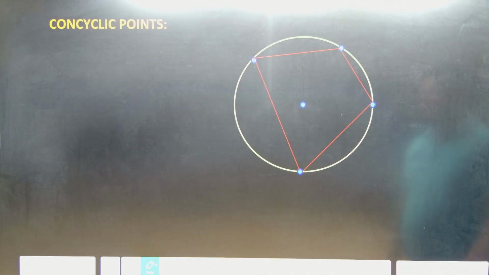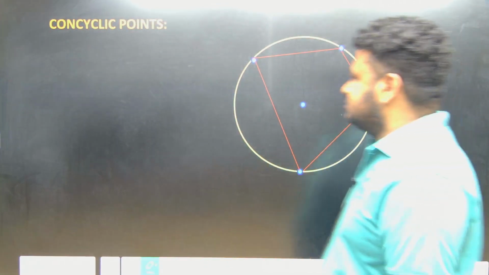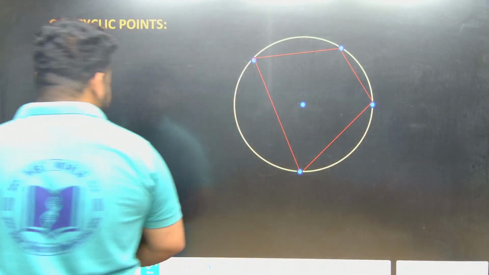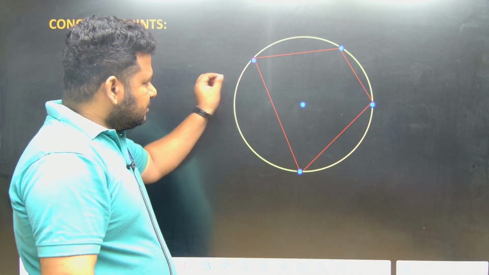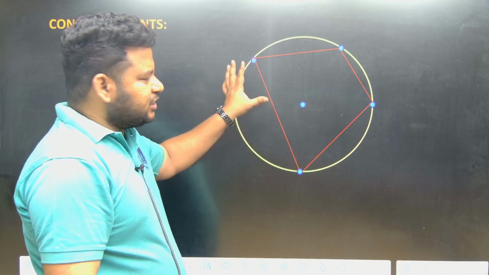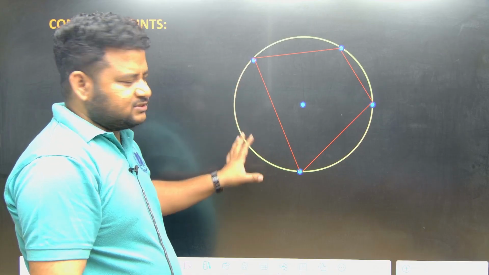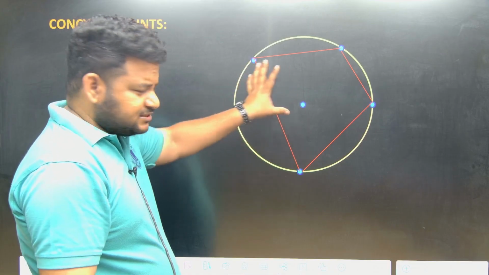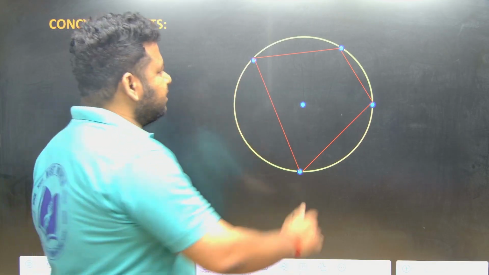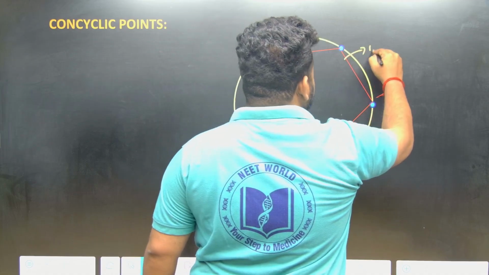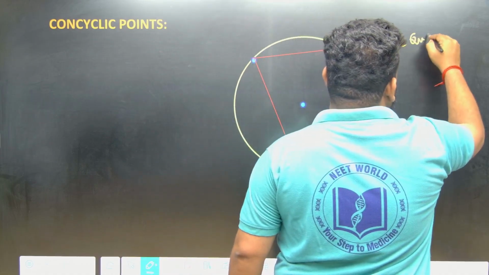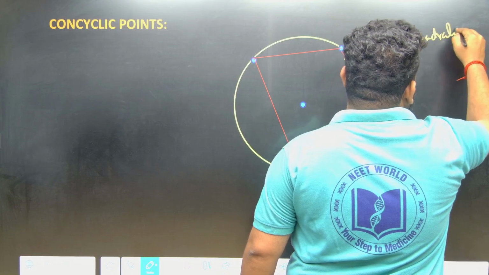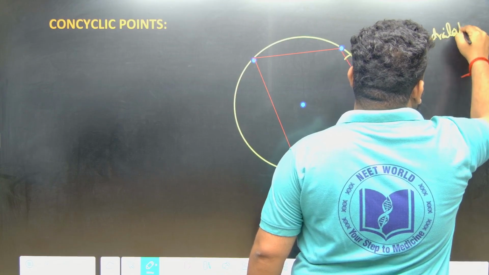Let us proceed. So, we are having concyclic points. That means on the circumference of the circle, there are points, and you are joining those points by drawing lines. This is forming some quadrilateral. This quadrilateral we also call a cyclic quadrilateral.